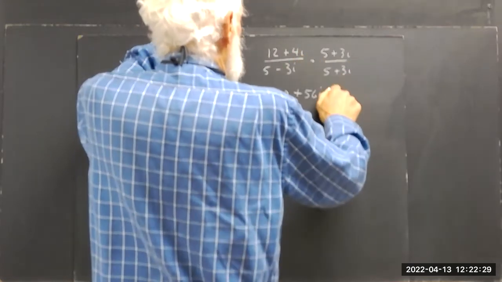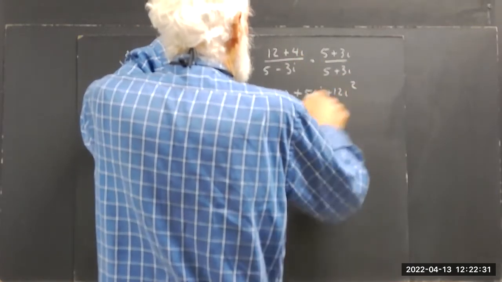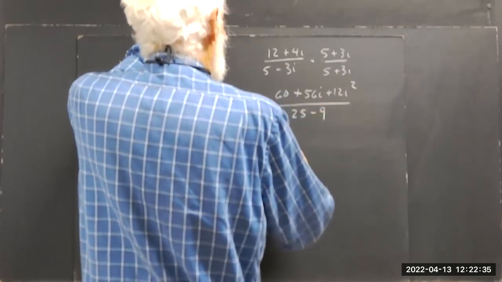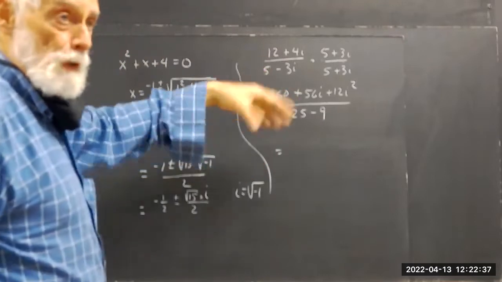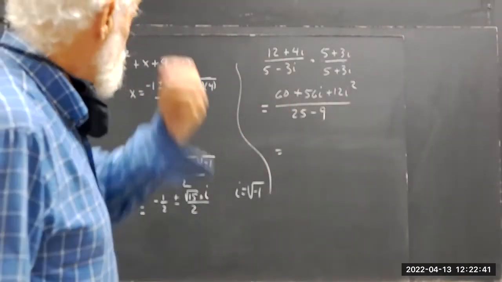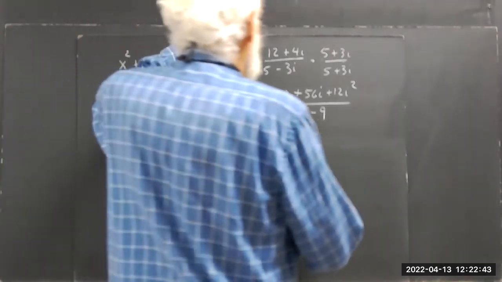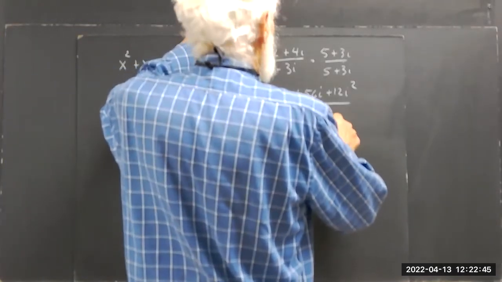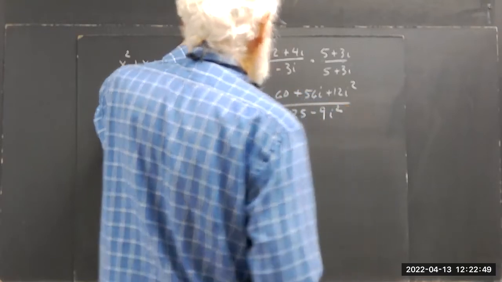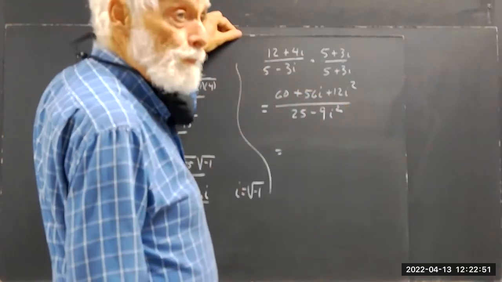And then you've got 12i squared over 25 minus 9. I'll skip some steps there, but you could fill them in and be exactly the same as what you've already done. Except, well, it's minus, sorry, and I said minus 9. Minus 9i squared. Right?